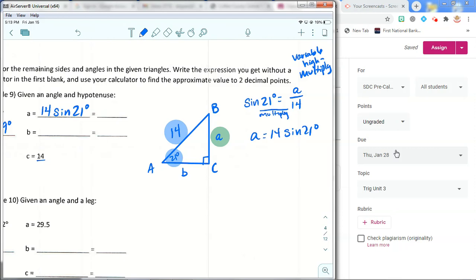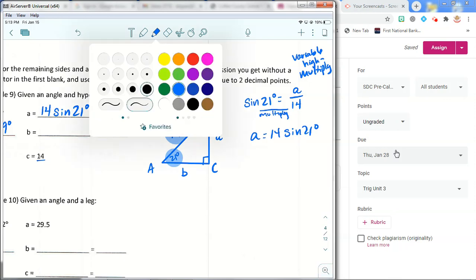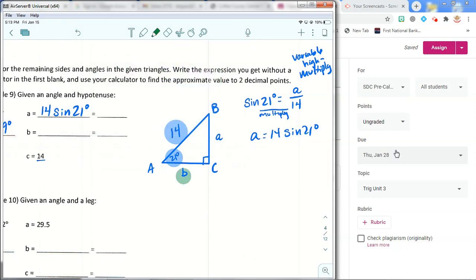All right, and then we now want to find side B. You look at what you want and look at what you have and think about the trig ratio that relates those. And so that's going to be cosine of 21 is equal to the adjacent over the hypotenuse. And then again, because the variable is up high, you're going to multiply.